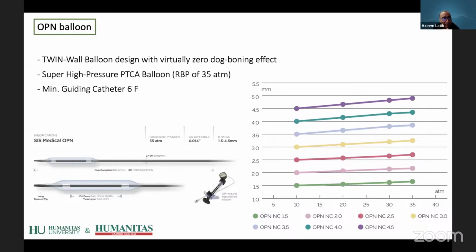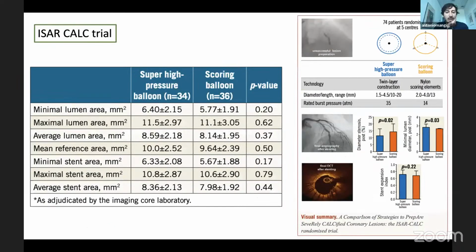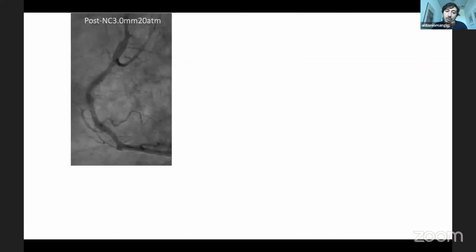Let's do maybe one last case, because the OPN balloon has just become available in the US in the last 6 months. So it'd be nice for you to share your experience with everybody. Yeah, just to say briefly, when you compare scoring balloon versus OPN balloon in severely calcified lesions, I think you achieve a better performance using the OPN balloon compared to the scoring balloon.